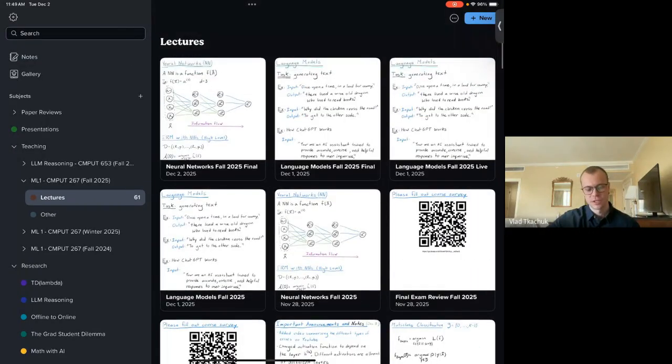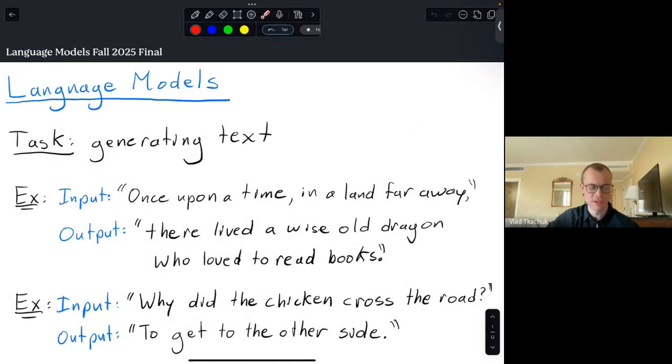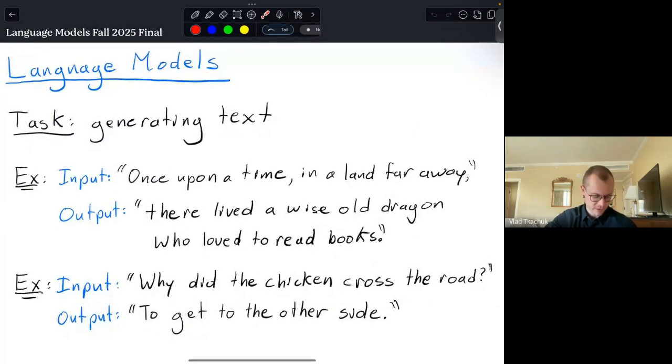Let's jump into language models. There we will be using neural networks as well, and we'll see how everything we've learned in this course will set us up to almost immediately understand how the current language models are being used.